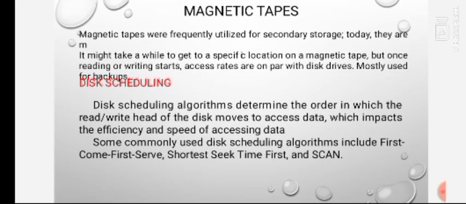The second one is magnetic tapes. Magnetic tapes were frequently utilized for secondary storage. It might take a while to get to a specific location on a magnetic tape, but once reading or writing starts, access speeds are comparable with disk drives. It is also mostly used for magnetic backups.